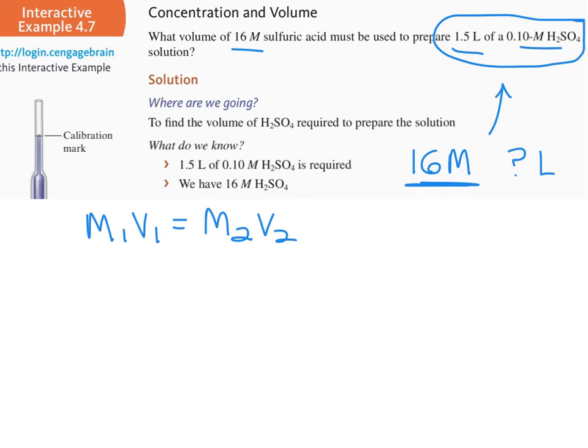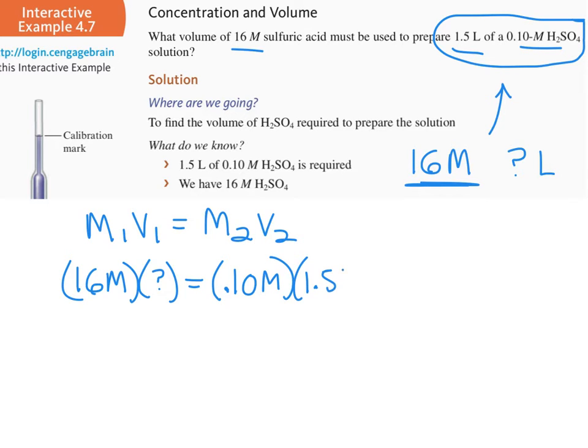So I'm going to make my M1 be my 16 molar, and I don't know how much I want of that. So I'm going to have a question mark, or you can leave it as V1. And then my knowns are the 0.10 molarity and my 1.5 liters. And you could be in liters or milliliters. Those are really easy to change back and forth.